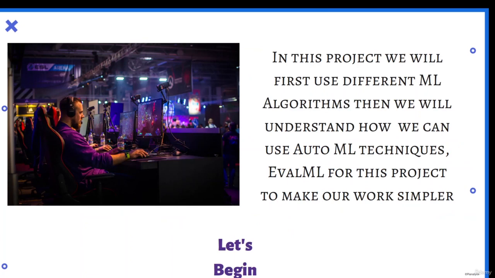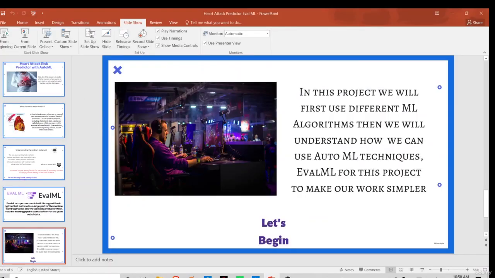Now, what is the procedure of the project? In this project, we will first use different machine learning algorithms. Then we will understand how we can use AutoML techniques like EvalML to replace all these and to make our work simpler. After completing this project, you will be able to apply auto machine learning techniques in your projects and have a deep understanding of it. So let's begin.